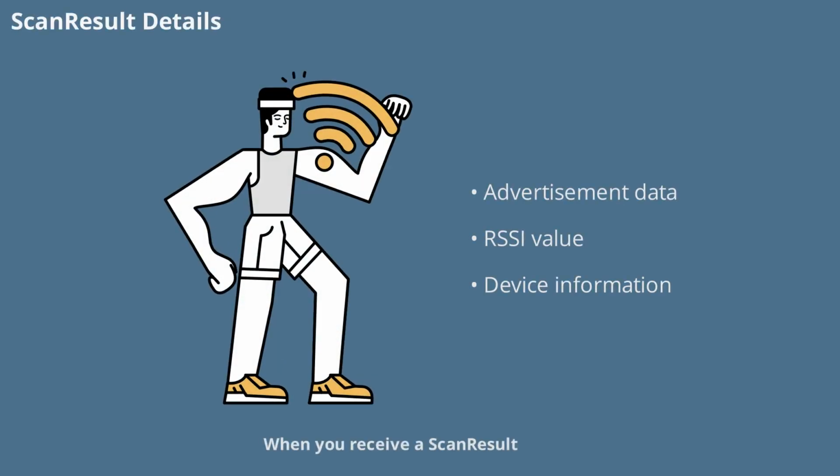When you receive a scan result, you gain access to the Bluetooth device object and other valuable information. This includes advertisement data, which may contain device names, service UUIDs, or even sensor data like temperature. The RSSI value indicates signal strength, helping you estimate proximity. Understanding these details allows you to filter and connect to the right device, making your BLE app more efficient and user-friendly.